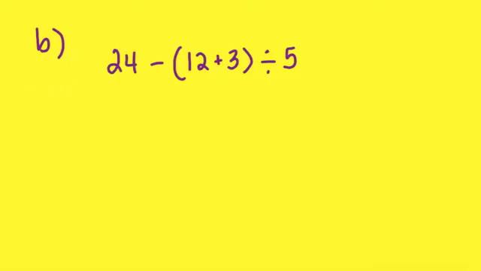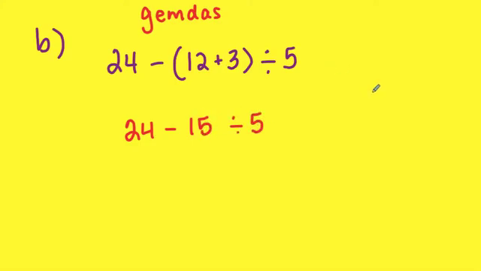I add a couple more steps. So we've got to do the parentheses first. Remember, we're following GEMDAS. So we have to do grouping symbols first. So I'm going to do the 12 plus 3. So 24 minus 15 divided by 5. I always want to work vertically if I can, not horizontally on my paper.